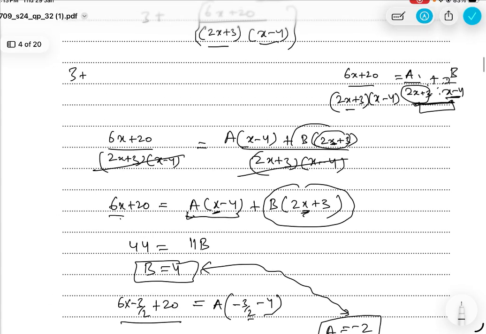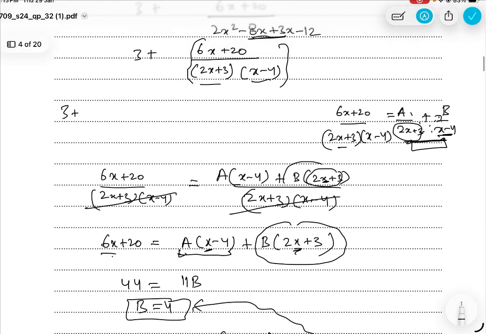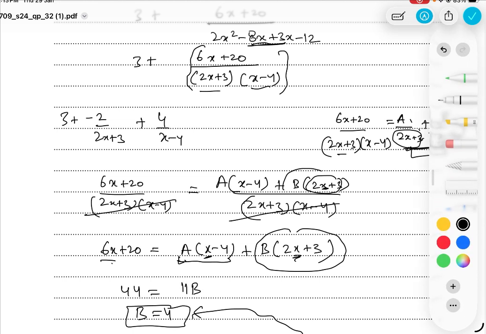So how can I write it in partial fraction? I can write it as a upon 2x plus 3, so it would be negative 2 upon 2x plus 3, plus b upon x minus 4. So it would be 4 upon x minus 4. Show me a thumbs up till here. Show me a thumbs up and I'm erasing this part.